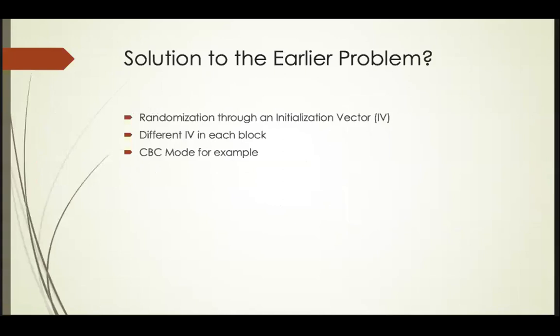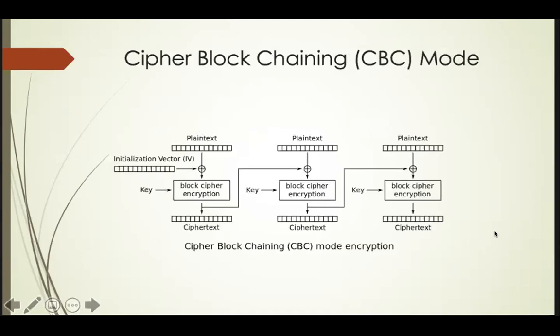Okay, so what is the solution to the earlier problem? One solution is to add randomization through something called the initialization vector, or IV in this case. Basically, you want to add a different IV in each block, okay? One example of this is the CBC mode of AES, which we will talk about next. Don't worry, it's not as complicated as it seems, but here's the graphical CBC mode encryption.